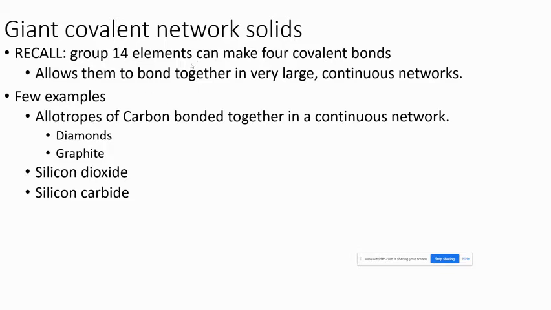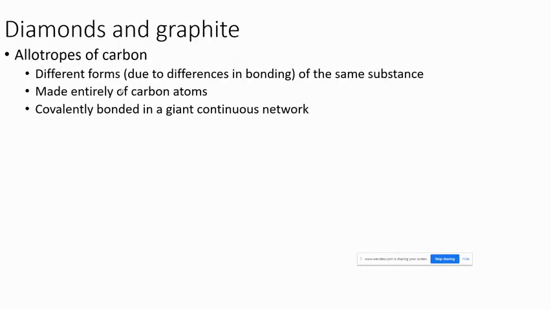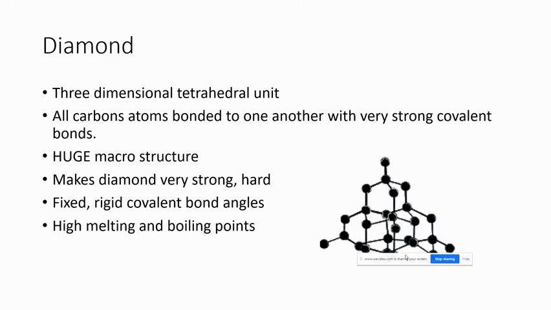Group 14 elements, then we talked about these last unit. We talked about allotropes, the diamonds and the graphite, these giant network covalent solids. Silicon dioxide, like your sand, silicon carbide are all examples of that as well. So allotropes means that we have different forms, but it's the same chemical formula. So for carbon allotropes, we would have graphite and diamond, and it just depends on how they are arranged.